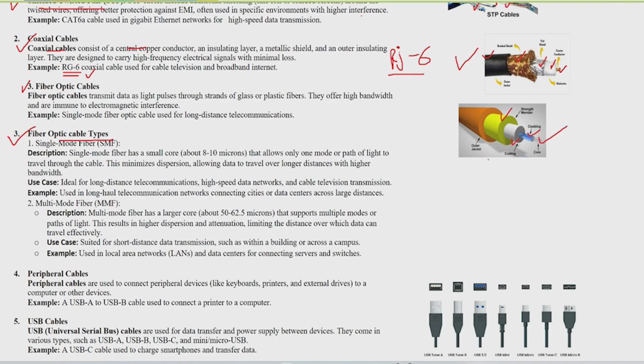Otherwise, what will happen? That core uses that kind of material. If that core goes inside your blood, you will get cancer. That material will cause cancer inside your body. So that is why anyone cannot make fiber optic cable. You have to wear protective gloves, then you can touch that core. If that core touches your body and goes inside your blood, it can cause cancer.